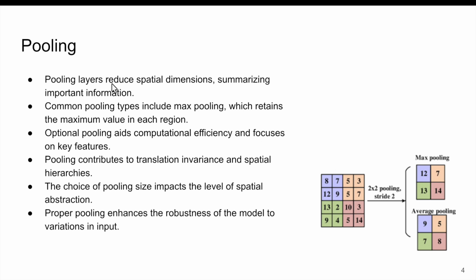So pooling helps in reducing the spatial features, summarizing important information. Common pooling types are max pooling, which retains the maximum value of each region. Pooling aids computational efficiency and focuses on key features. Pooling contributes to translation invariance in hierarchies. The choice of pooling size impacts the level of spatial abstraction. Proper pooling enhances robustness to model variation.